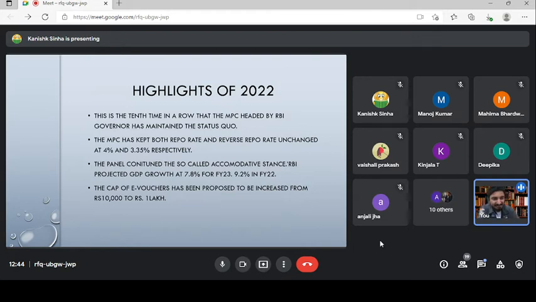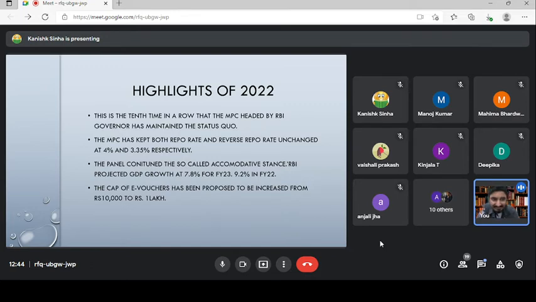What you mentioned in the chat box, what I mentioned. Okay, so it was 10,000. Now this e-voucher limit has been increased. Sorry, it is not increased, it has been proposed to increase to 1 lakh. So it has been proposed by the MPC that it should be increased to 1 lakh instead of 10,000.